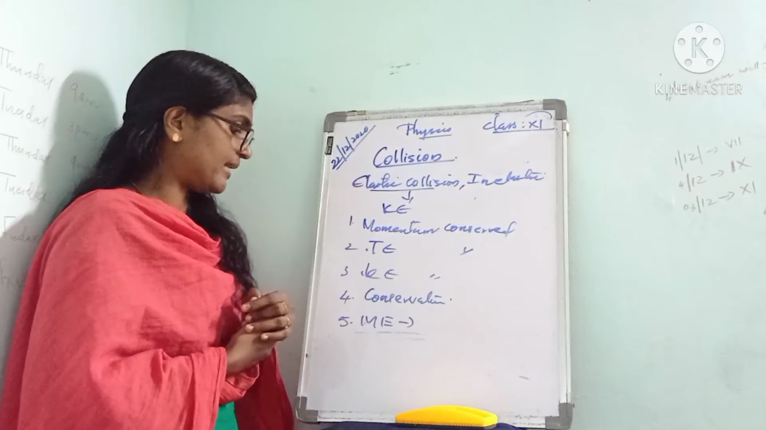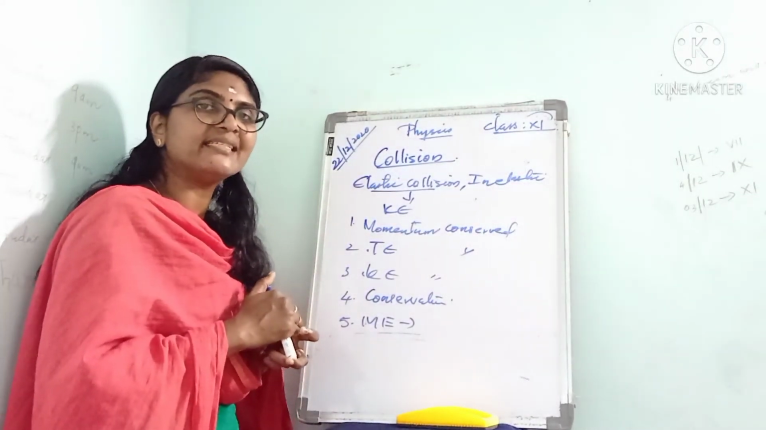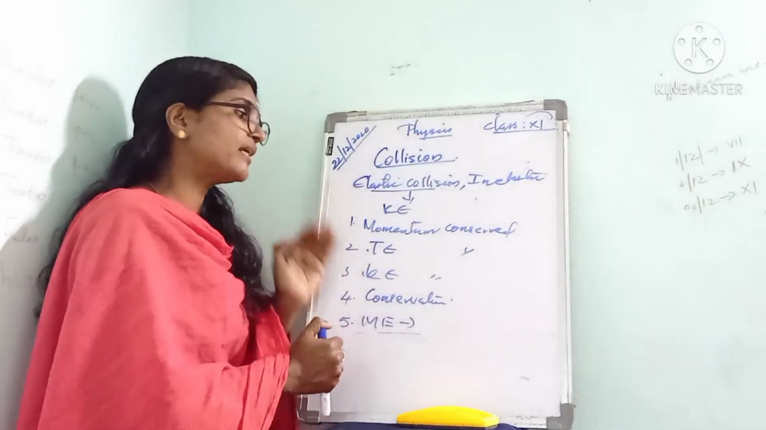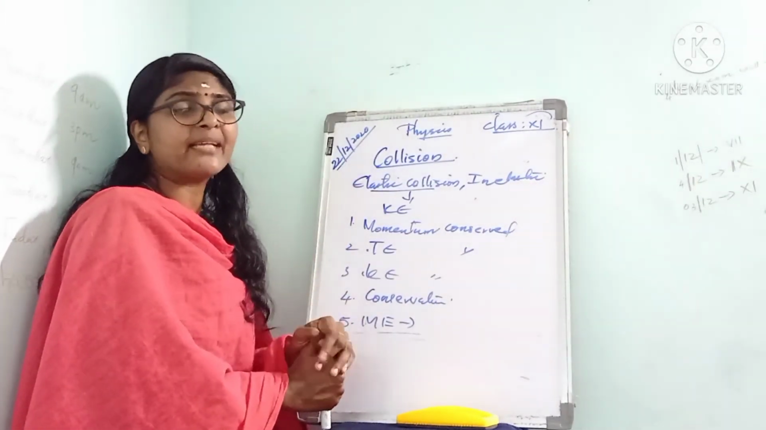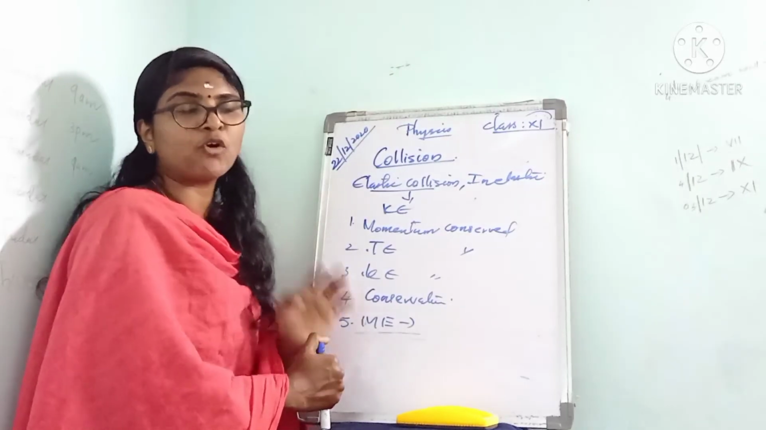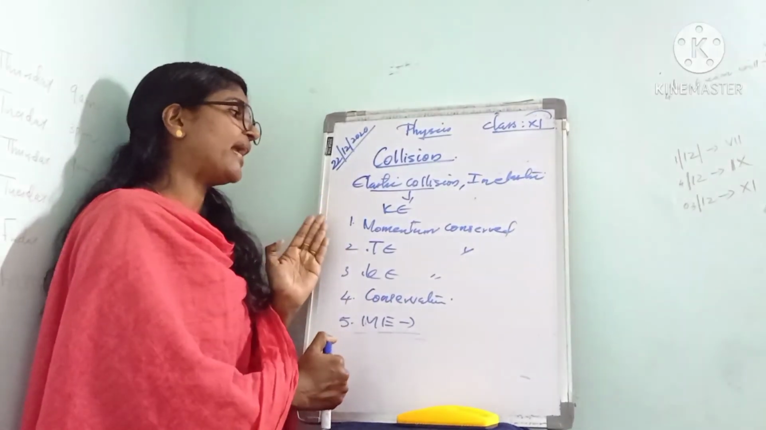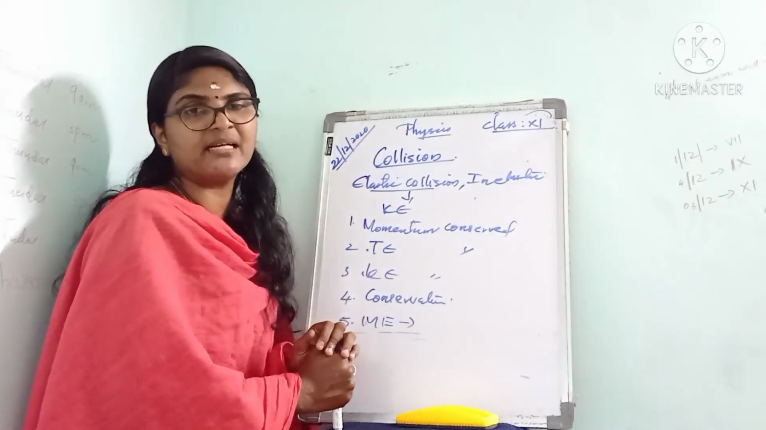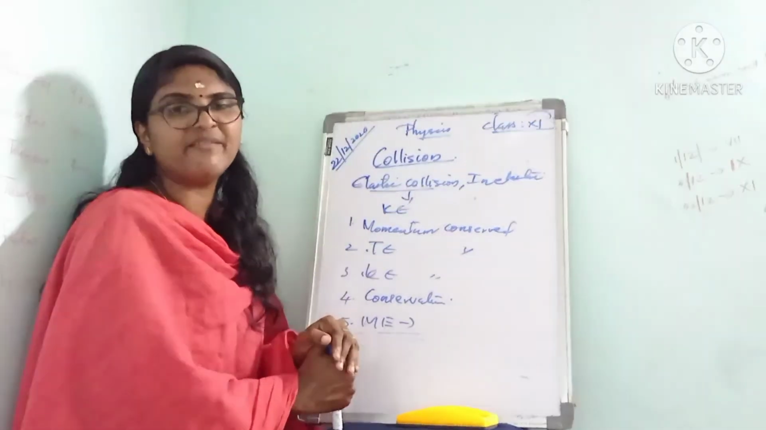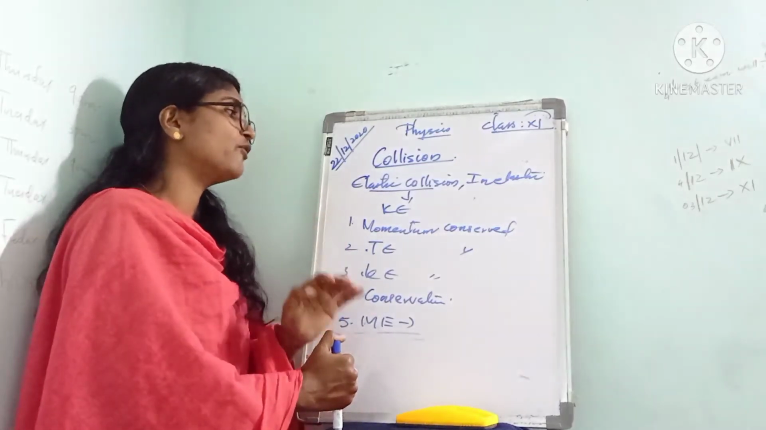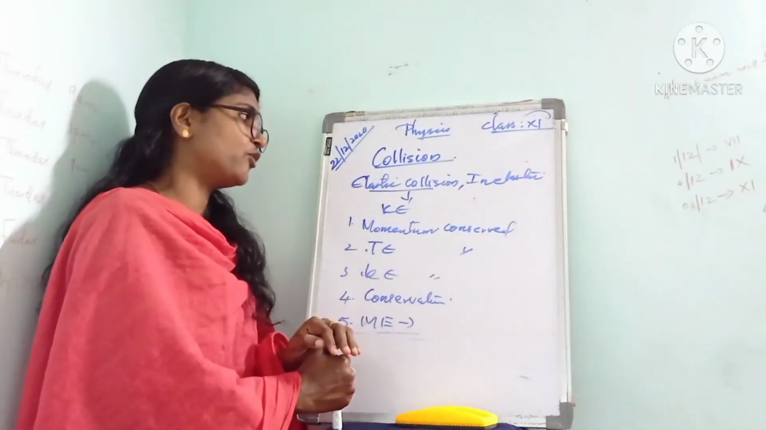And the fifth one is that the mechanical energy is not converted into heat, light and sound energy. These are the important characteristics of elastic collision. Then what are the examples of elastic collision? The collision between subatomic particles, that is proton, neutron and electron, and the collision between glass balls are examples of elastic collision. That is about elastic collision.